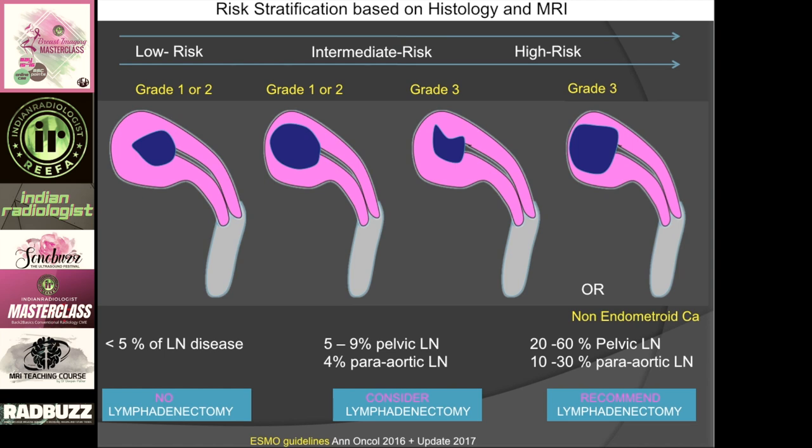So this is the risk stratification based on histology and MRI findings. So if you've got a low risk tumor, which is grade 1 or grade 2, I'm talking of grades and not stages, which is grade 1 or 2. Remember the endometrioid grade tumors that we talked about earlier. So in low risk, that's going to be very low risk of lymph node disease. So these patients do not need to undergo lymphadenectomy. Grade 1 or 2 with a larger tumor, which is stage 1B, or grade 3 with a smaller tumor, which is stage 1A, they have slightly increased risk of lymph node invasion, and then you have to consider individually for these patients. Whereas someone who has a grade 3 disease and a stage 1B tumor, these patients are recommended to undergo lymphadenectomy.